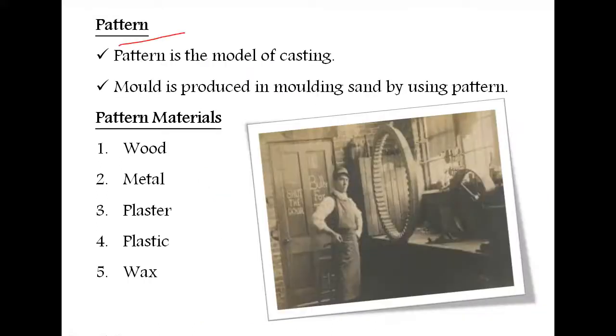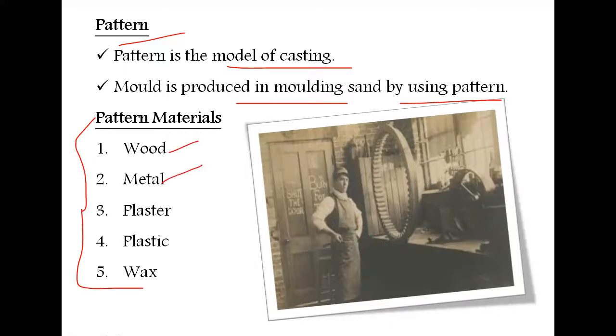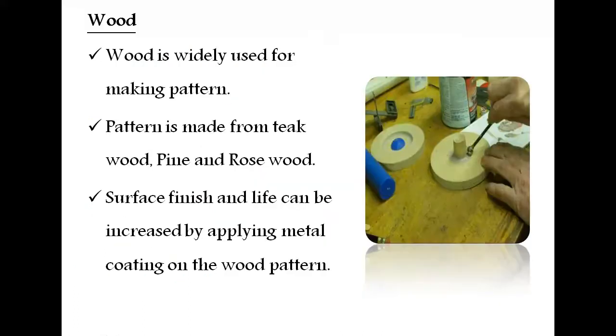Next, pattern. A pattern is the model of the casting. Whatever shape you want, before that you have to prepare a masterpiece. The masterpiece is called a pattern. The mold is prepared in molding sand by using that pattern. Here are the various pattern materials: wood, metal, plaster, plastic and wax. Depending on the application and need, you have to use any one of these pattern materials for the process.